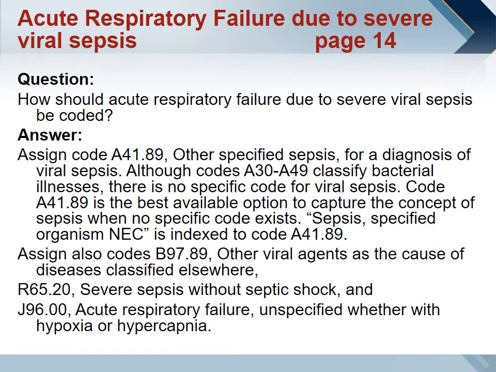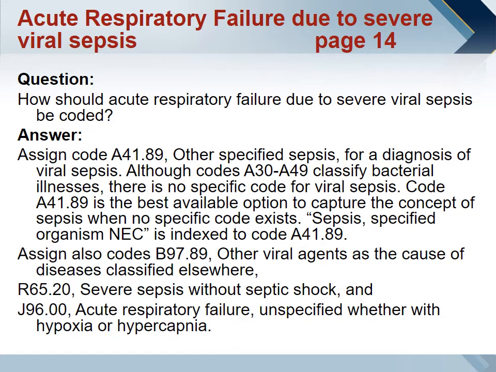Acute respiratory failure due to severe viral sepsis. The question is, how should acute respiratory failure due to severe viral sepsis be coded? And the answer below, as you see, gives us 4 codes as the answer. They are as follows: A41.89, as you might expect for the diagnosis of viral sepsis, as well as B97.89 to identify the virus as the cause of the sepsis. Additionally, we would use code R65.20, severe sepsis without septic shock, and the code J96.00 to represent the documented acute respiratory failure.